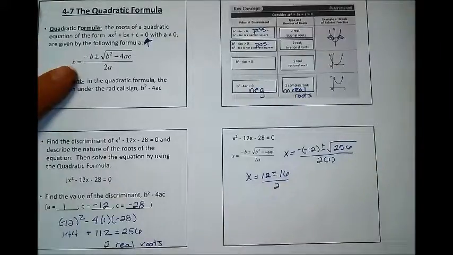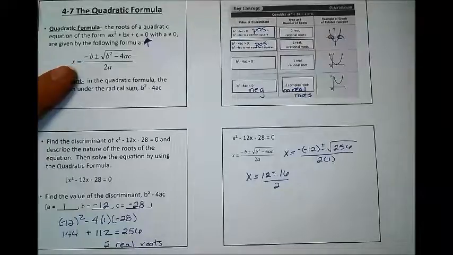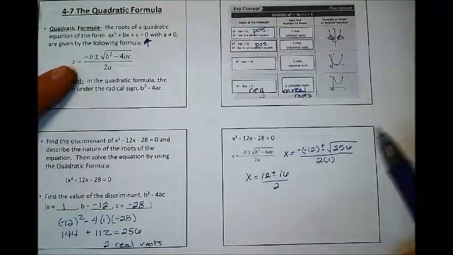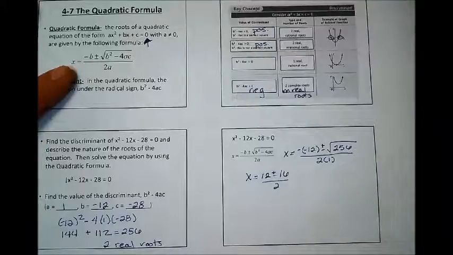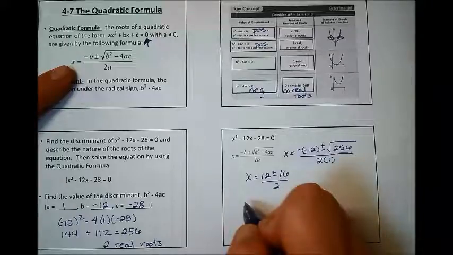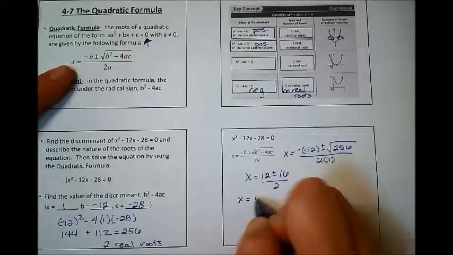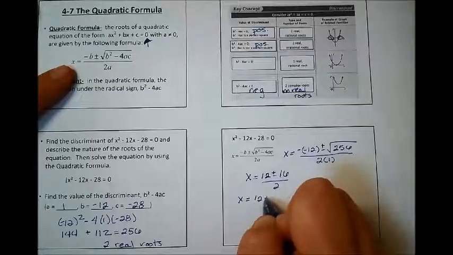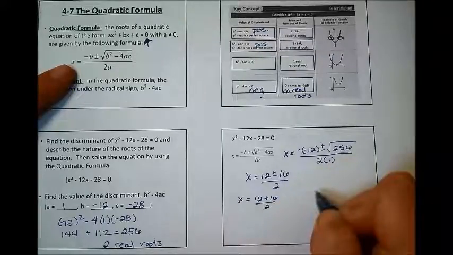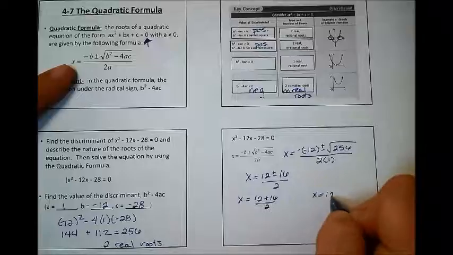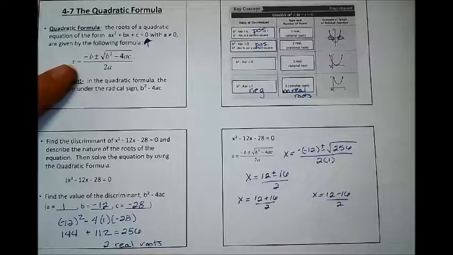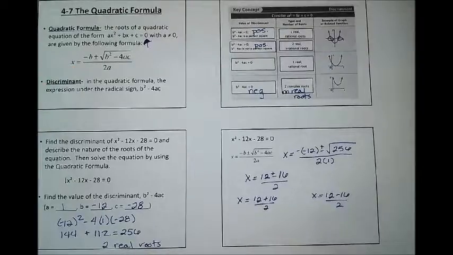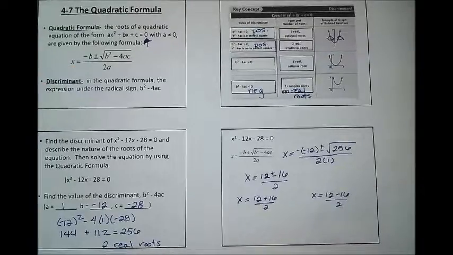At this point, if you've waited this long, you're probably thinking to yourself, what the heck is this plus and minus thing going on? I've never seen that before. Well, not to worry. That's just kind of an abbreviation for x equals 12 plus 16 over 2 and x equals 12 minus 16 over 2. So it just means that this is going to give us two roots.